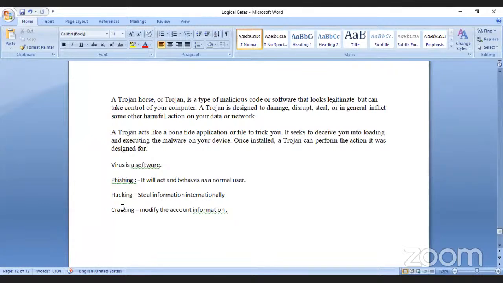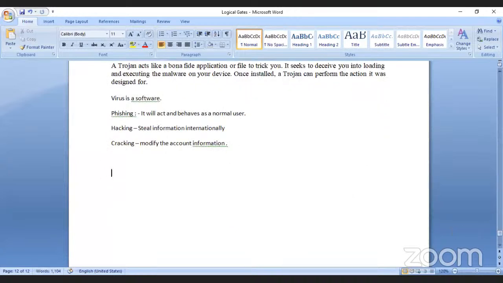Right. So here someone asked, what is the best software for antivirus? I'll tell you. See here, basically antivirus means what? It is also software.